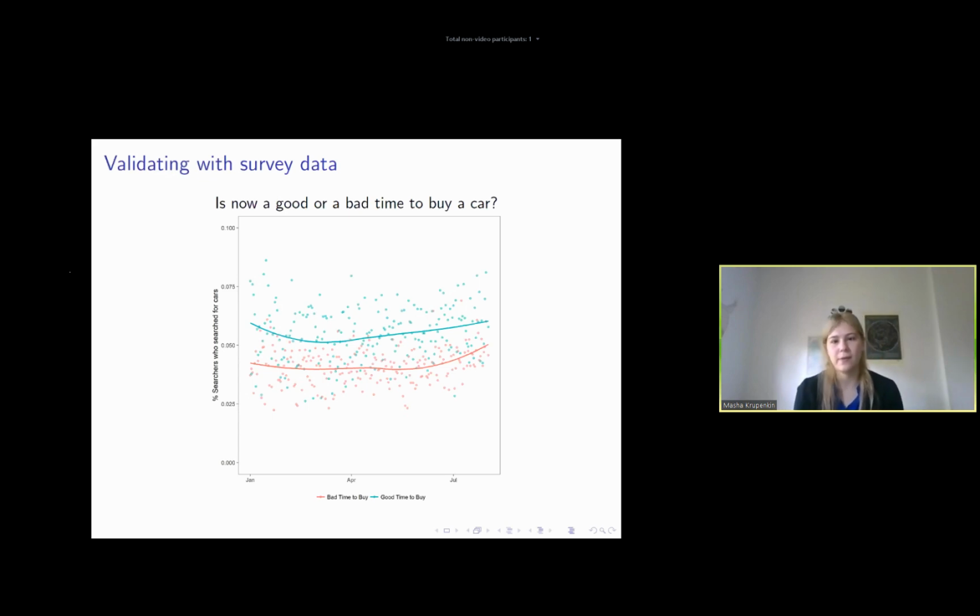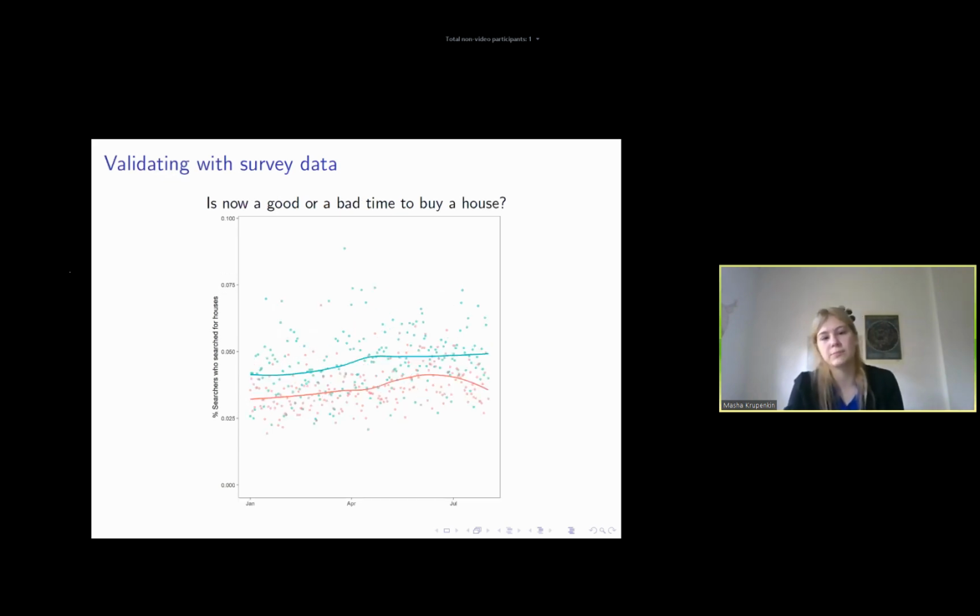And one of the important things to think about when doing this kind of survey validation is to make sure that your survey question is not influencing people's results. So what I actually did was I asked this survey question in November of 2017, but these searches are from January to July of 2017. So basically, the question was asked afterwards, and I wanted to see if people who thought it was a good time were going to be more likely to be searching. And a similar survey question: is now a good or bad time to buy a house?